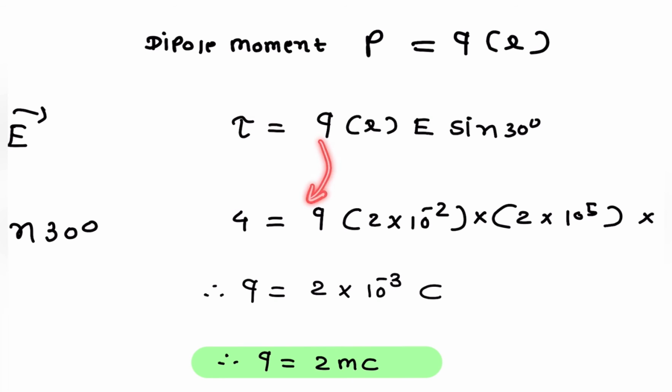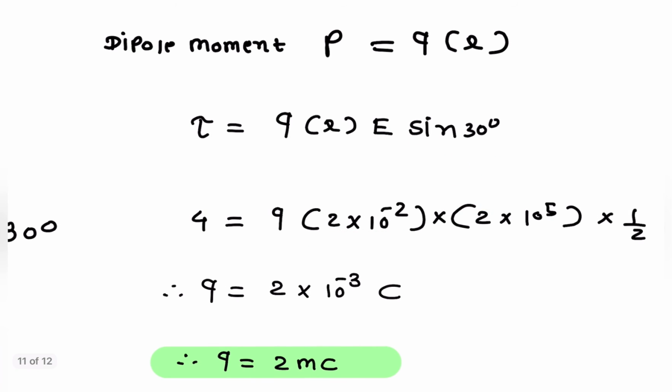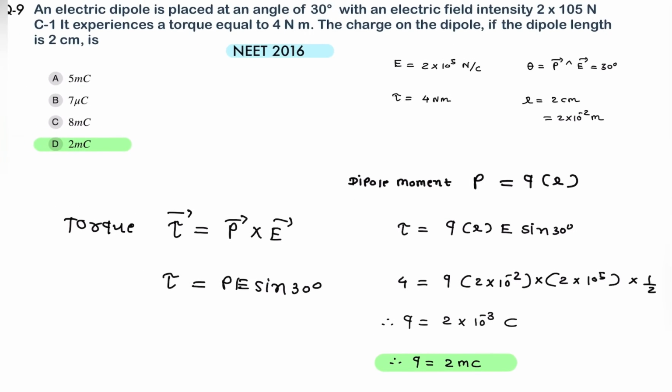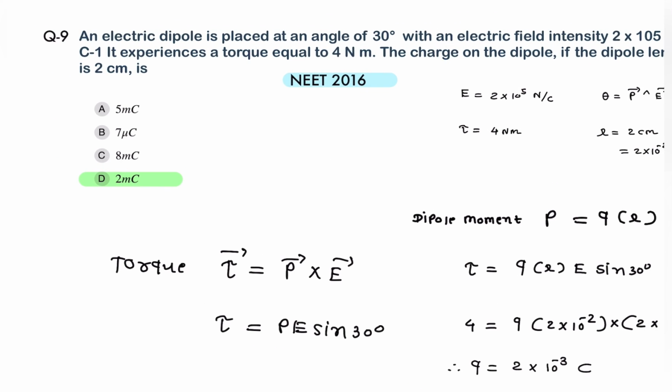Q we have to find out. L is the length of dipole, in meter, 2 into 10 raised to minus 2. Electric field is given as 2 into 10 raised to plus 5, and sin 30 as a value is equal to 1 by 2. After simplifying this, Q comes out to be 2 into 10 raised to minus 3 coulomb, which is equal to 2 millicoulomb. So the charge on a dipole is 2 millicoulomb, because dipole consists of minus Q and plus Q. The charge on minus Q is minus 2 millicoulomb, and the charge on plus Q is plus 2 millicoulomb.